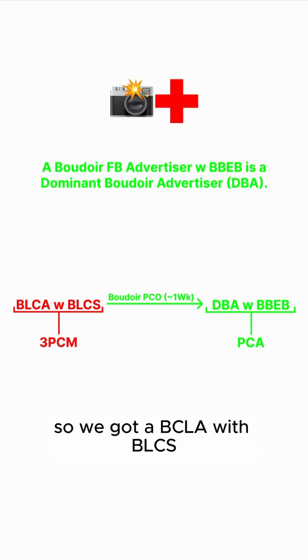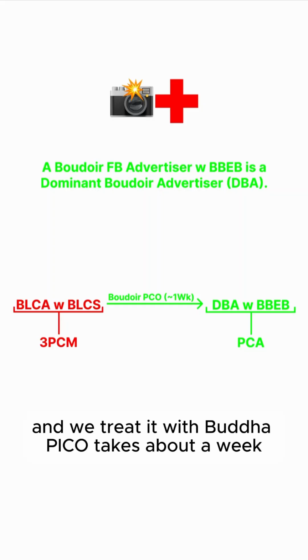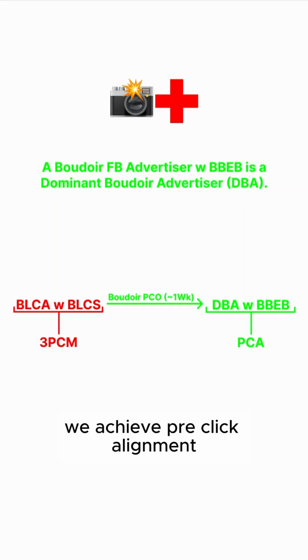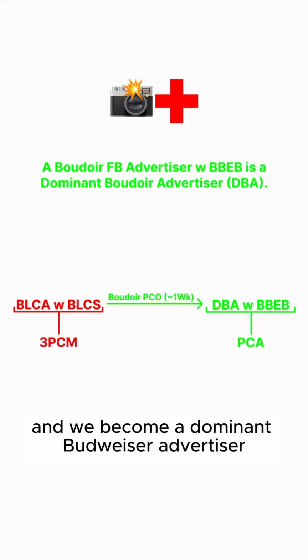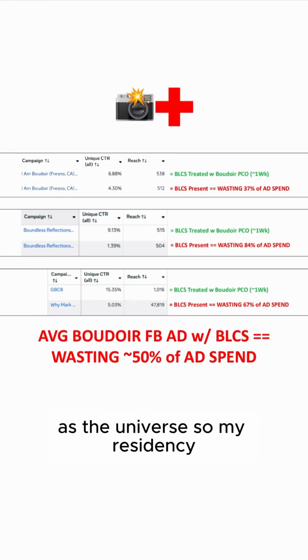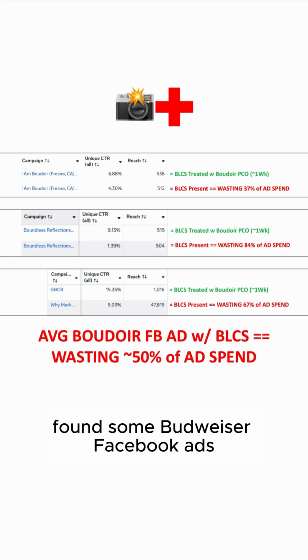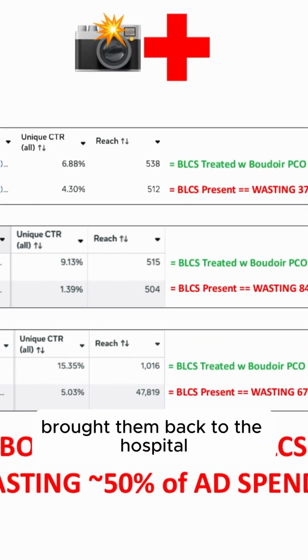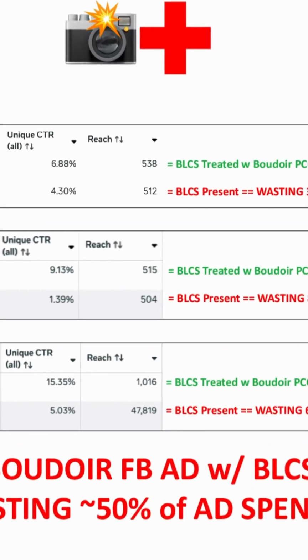So we got a BLCA with BLCS, caused by the 3 pre-click mistakes. And we treat it with Boudoir PICO, takes about a week. We achieve pre-click alignment, and we become a dominant Boudoir advertiser with Boudoir brain entry boost. That's the universe. So in my residency, I went in, found some Boudoir Facebook ads, brought them back to the hospital, tested them, patched them up.